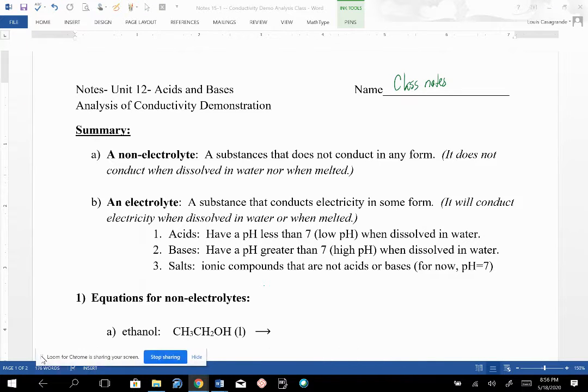All right, and welcome to our next unit in Chem Honors, where we're going to be looking at acids and bases. Now, we have two handouts for today's lesson, and one of them is a demo. We'll get to that in a moment.